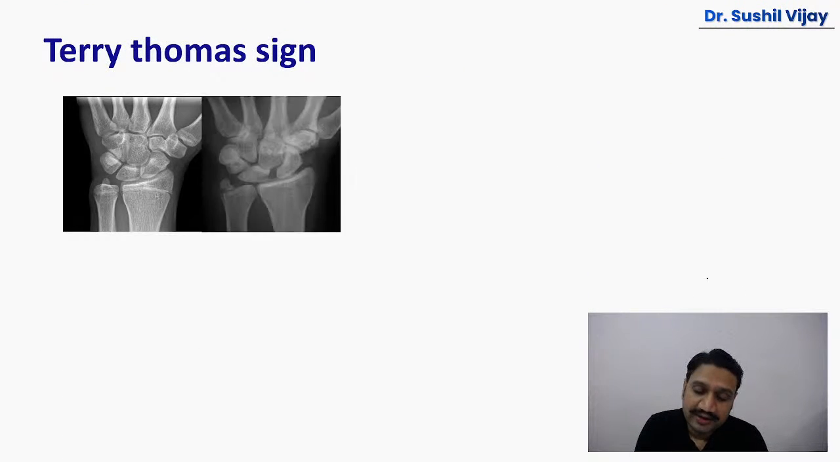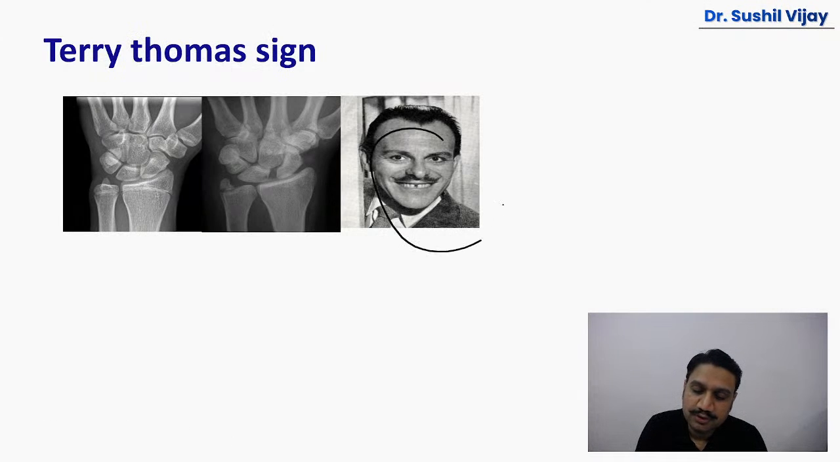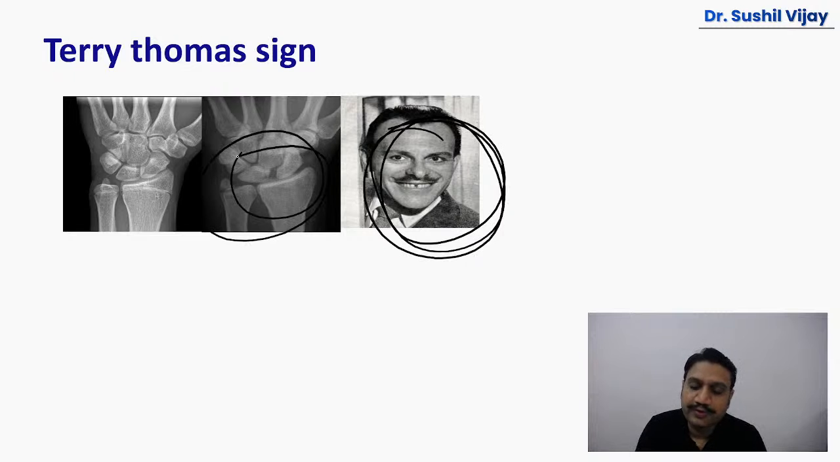When the lunate dislocates, it shows us a sign like this, which is known as the Terry Thomas sign. So where do you see Terry Thomas sign? Terry Thomas sign is seen in scapholunate dissociation.